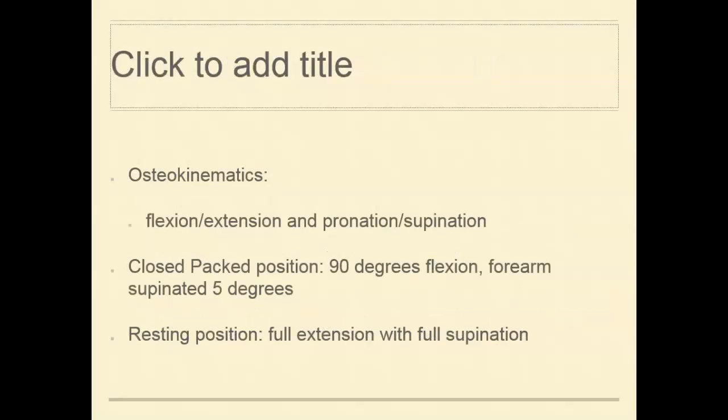The osteokinematics of the radiohumeral joint are flexion, extension, and pronation, supination. The closed pack position is 90 degrees of elbow flexion, with the forearm supinated to 5 degrees. This is important to remember when we start to mobilize the joint. Although we occasionally mobilize the joint in close to 90 degrees of flexion, we need to ensure that we are not in a supinated position. The resting position is full extension and supination.